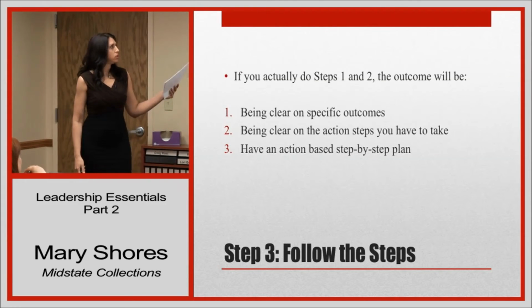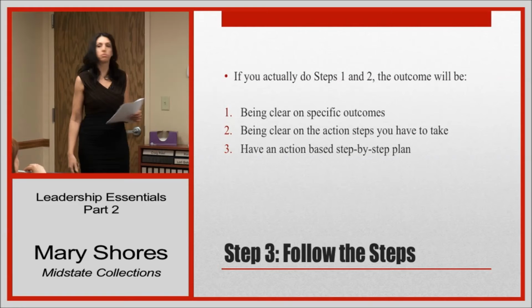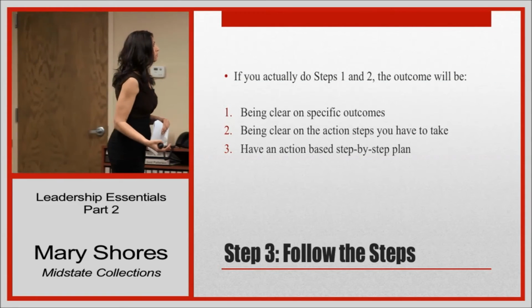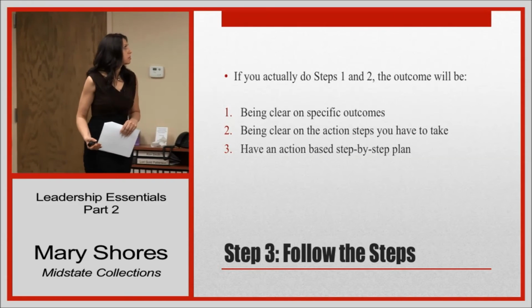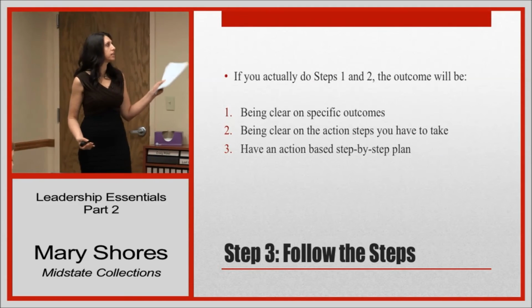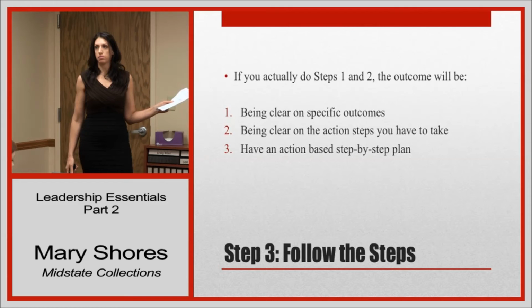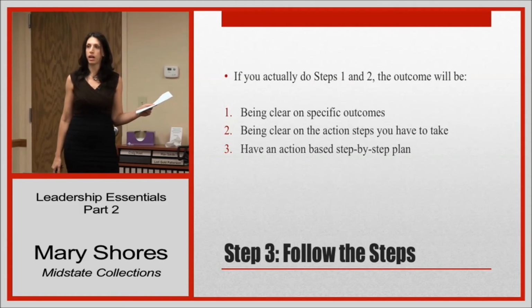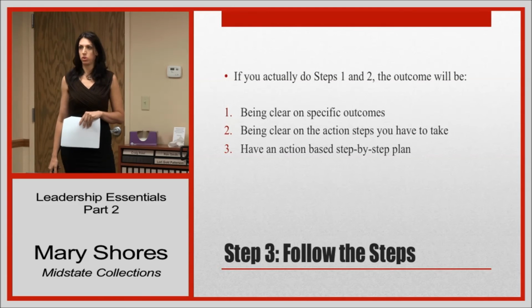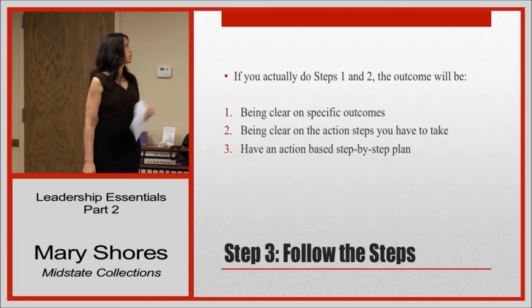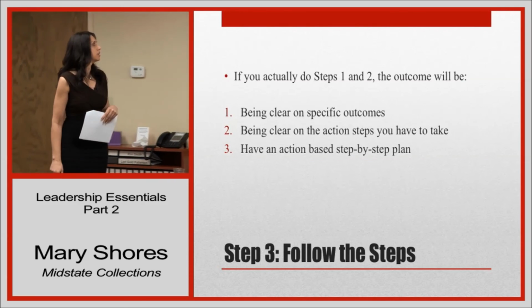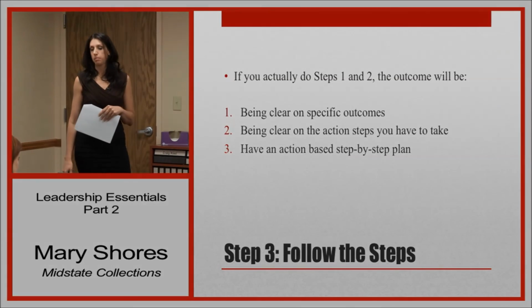If you actually do steps 1 and 2, meaning the ABC list and the end result one-page action plan, what will happen is you will become very clear on your specific outcomes. Business can be so complex, and the more you can make it simple, the easier it is for everyone. Being clear on the action steps you have to take and having an action-based step-by-step plan.